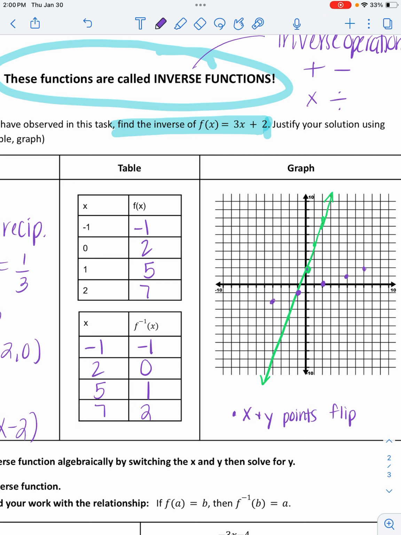Oops, that's not right. I did something wrong. Oh, this point here should be 8. My apologies. Hopefully you guys caught that. You're following along.